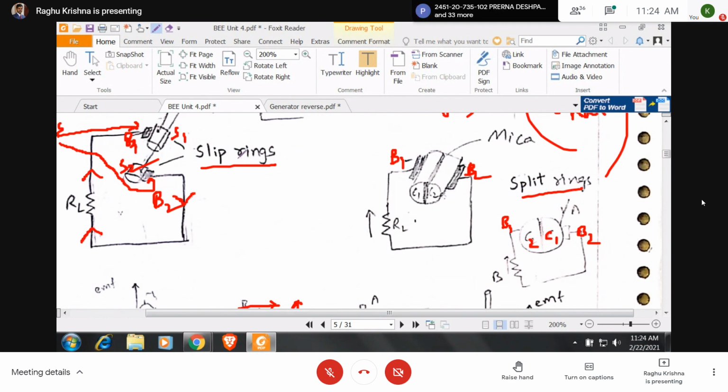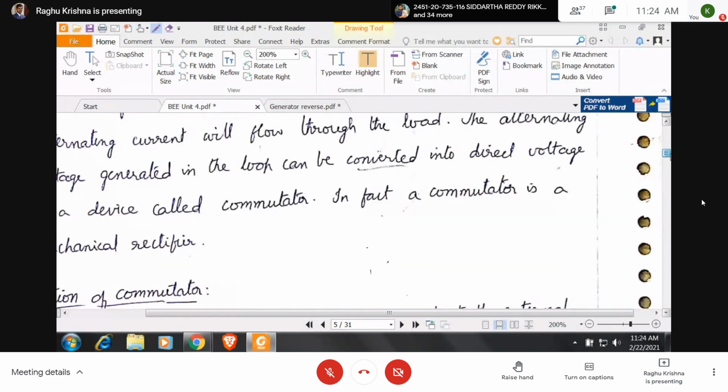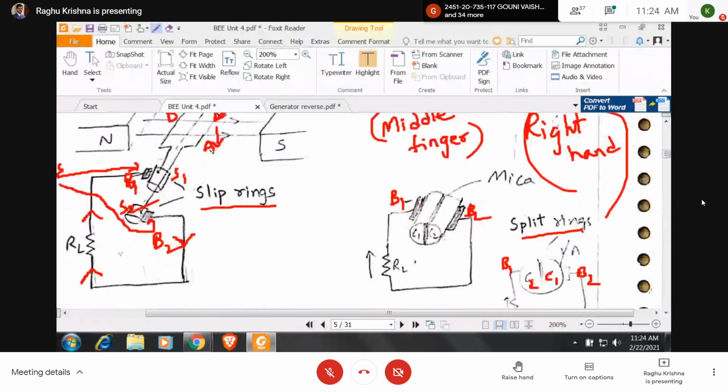So instead of slip rings, we are going to replace the slip ring with a split ring. After every 180 degrees, you can see the contact: here B1 is with C1, and B2 is with C2. After 180 degrees of rotation, B1 will come in contact with C2, and B2 will come in contact with C1. As the direction of the current changes in the conductor, we have a change in the position of the contacts.